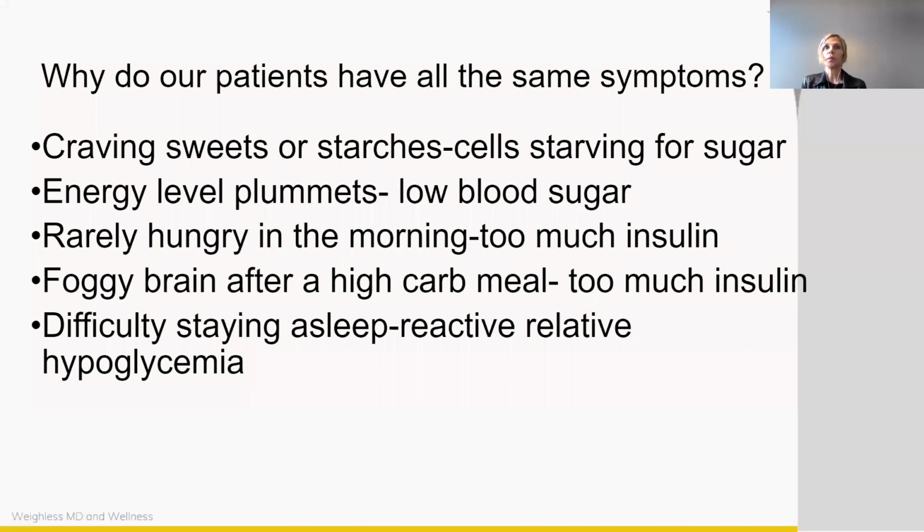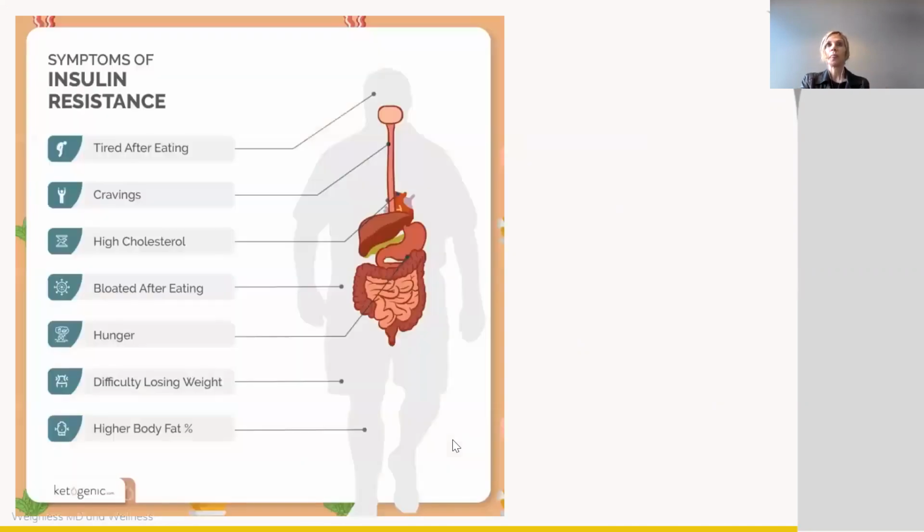Most people that have metabolic syndrome or insulin resistance are rarely hungry in the morning because they're producing too much insulin. They get a foggy brain after a high carb meal. They have difficulty staying asleep. So again, just some common things that you should be aware of when people are coming in and you think, okay, there's probably some issues going on with insulin. So again, to highlight some of the main symptoms: tired after eating, cravings, high cholesterol, bloated after eating, hungry, difficulty losing weight, and high body fat percentage. And basically more of the visceral versus the subcutaneous, which I will talk a little bit about.